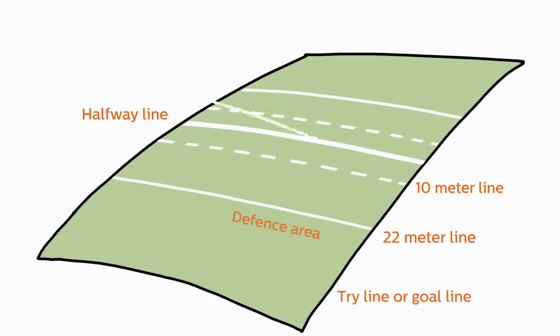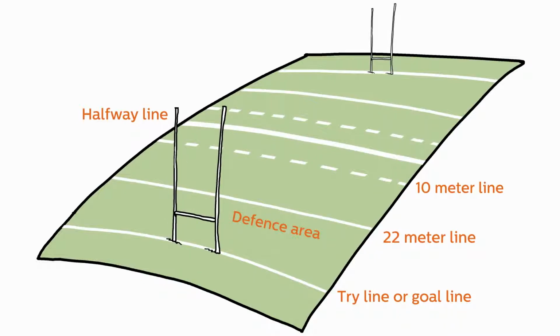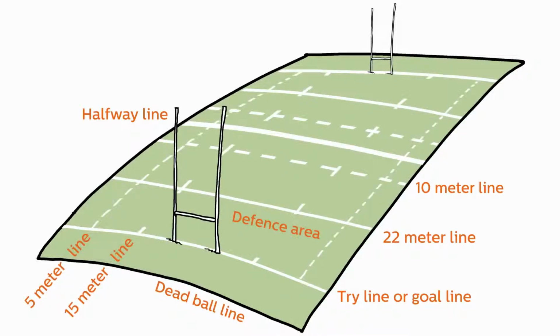Next is the try line or goal line. Behind this line, you can score a try. Also along the goal line are the rugby posts, 2 vertical posts and a crossbar. The last line is the dead ball line and marks the end of the field. On the sides, you find the 5-metre line and the 15-metre line. During a line out, the players must stay between these lines.